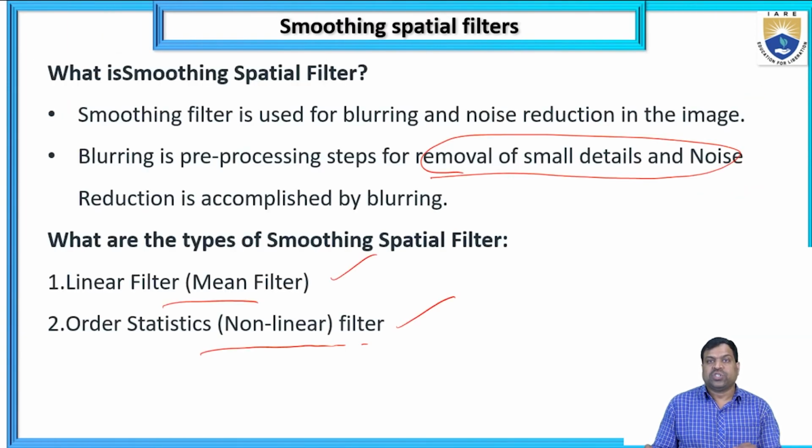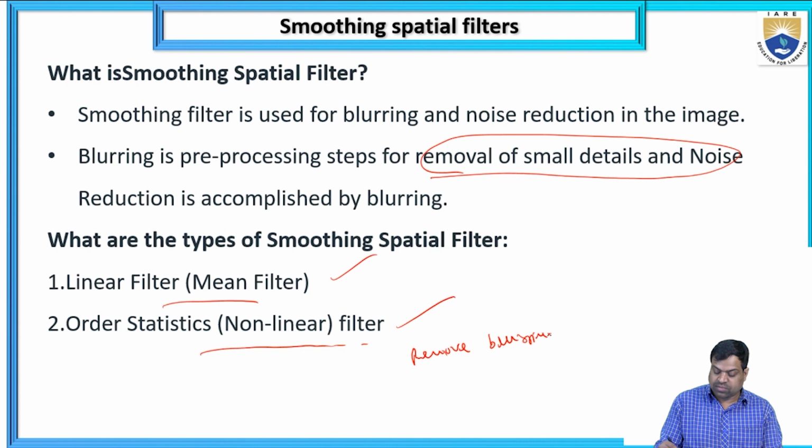So the smoothing spatial filter is used for blurring of images and for noise reduction. It is a pre-processing step for removing small details and reducing noise.